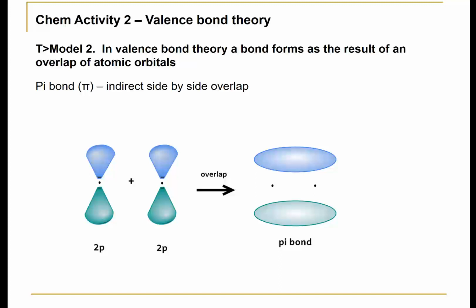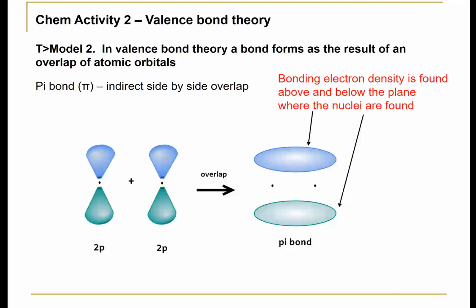If we think of electrons as only particles, it would be hard to reconcile this idea. So it's helpful to think of the electron as a wave, and there would be some wave electron density both above and below the plane. This results in the pi bond. Because there's this side-by-side overlap, pi bonds are normally considered to be the weaker of the two bonds. And so it's helpful to keep in mind that the bonding electron density is found both above and below the plane where the nuclei are found.